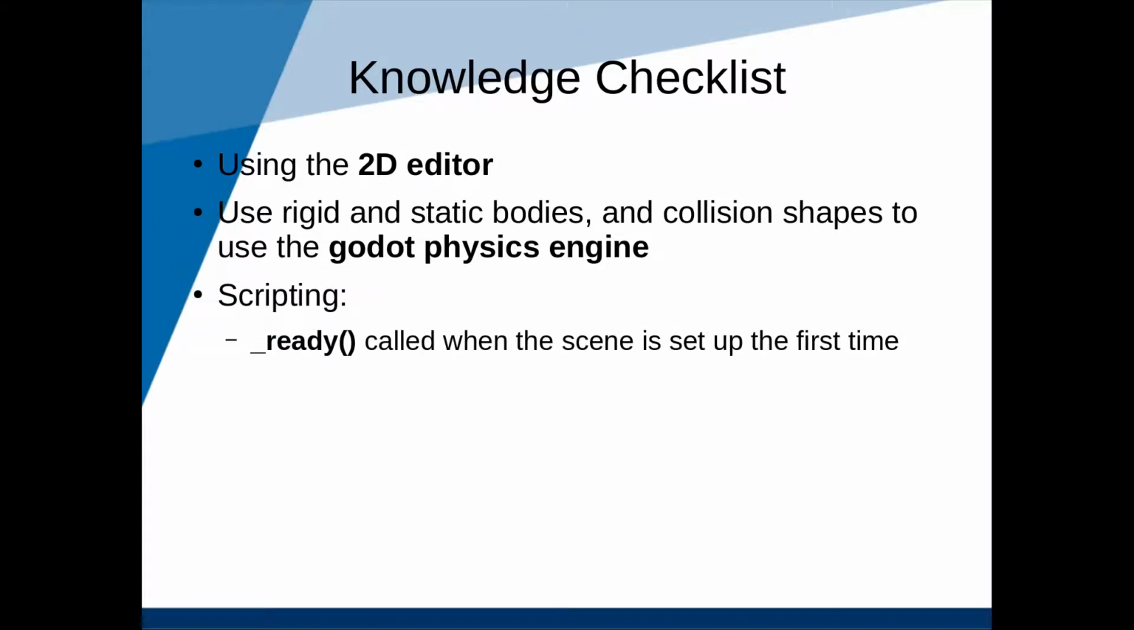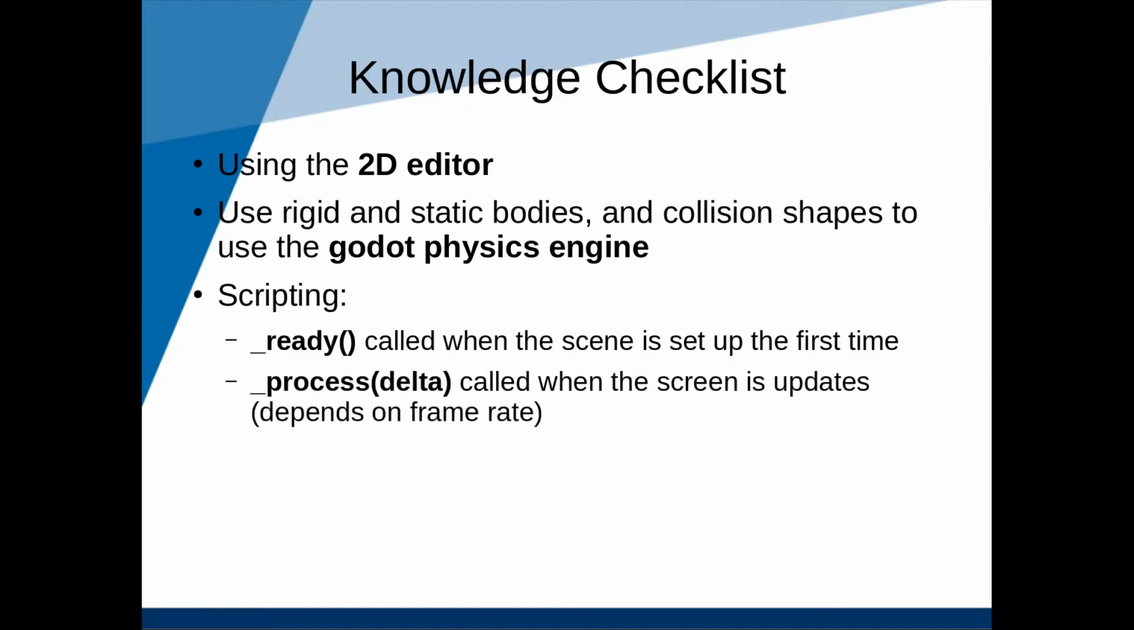First of all, in the GD script, we learned about the ready function. That's the function which is run only once when the scene is set up for the first time. Then, after that, we learned about the process function. Remember that the process function is called every time the screen is updated. So the rate at which the process function is called depends on the frame rate of the game. We've also learned about defining and assigning variables.